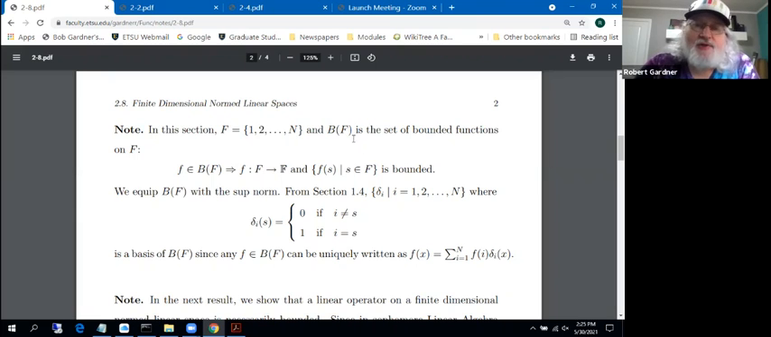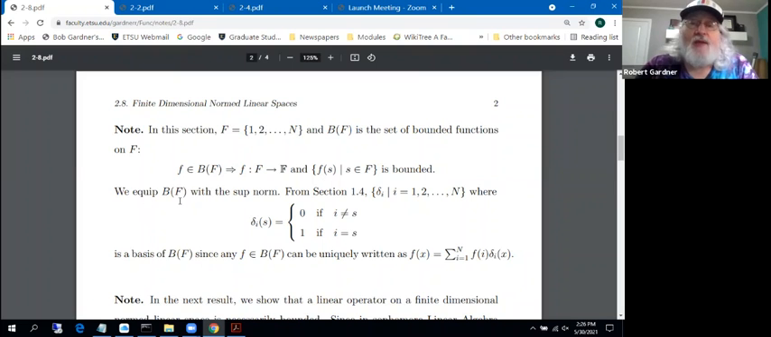But we want to look at it in terms of functions and bounded functions for reasons that will become apparent when we deal with the infinite dimensional spaces. And we're making the requirement that f of s, such that s ranges over set F, is bounded. Of course it's bounded. It's just a set of capital N different field elements. Pick the biggest one, and that's the bound.